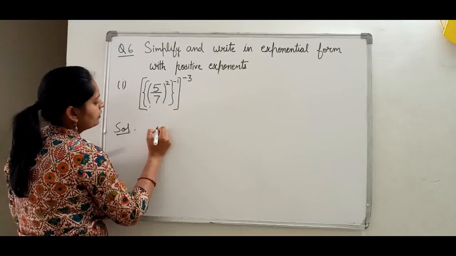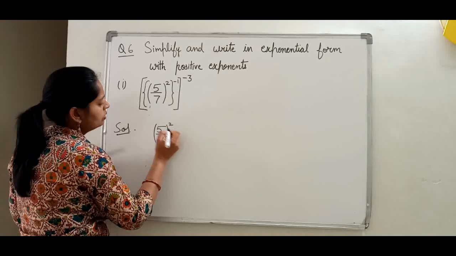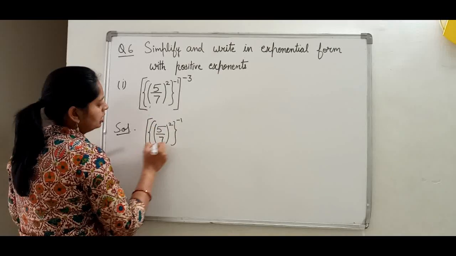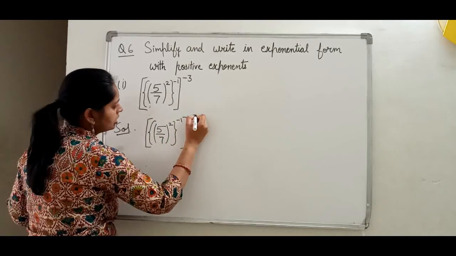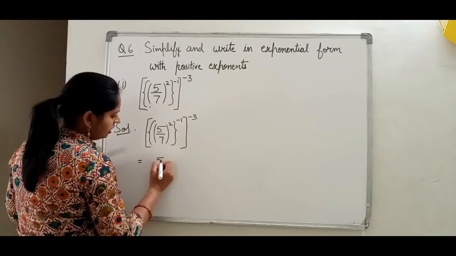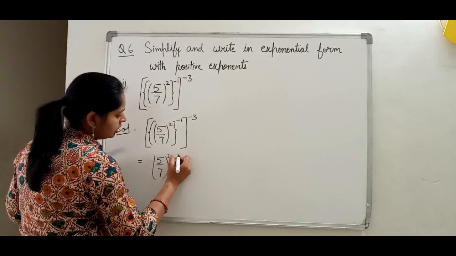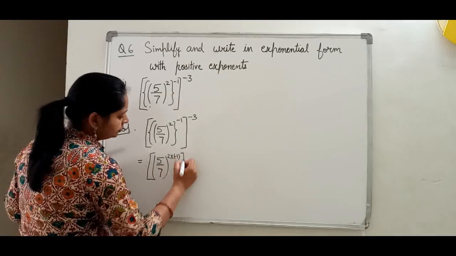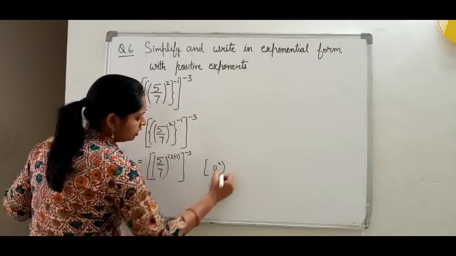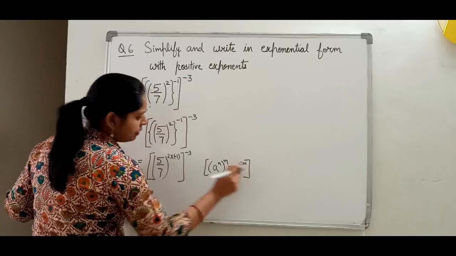So what will be the answer? ((5/7)^2)^-1, whole to the power minus 3. This I am writing from the question only. So first we have to solve these two. So how will you solve? (5/7) to the power 2 into minus 1, and whole to the power minus 3. Which law have you used? (a^n)^m is equal to a^(nm). Product of the powers. Right?